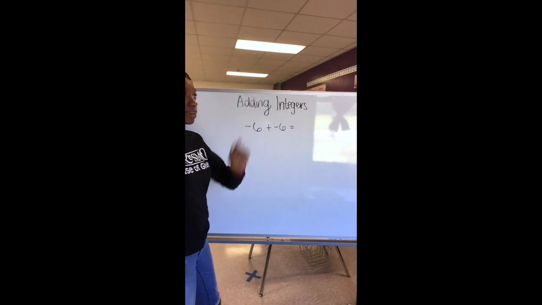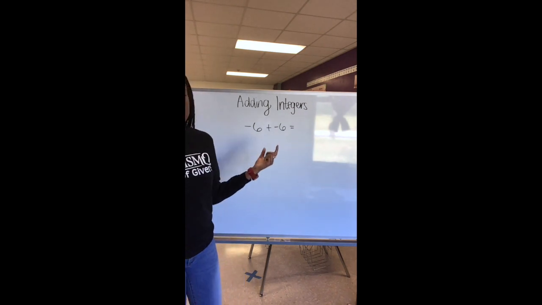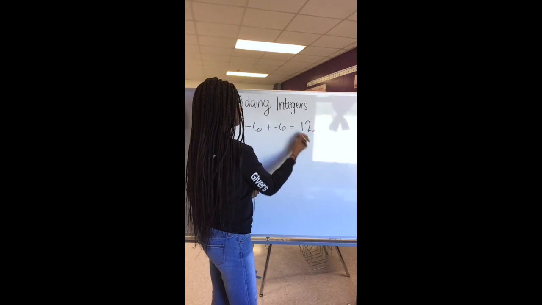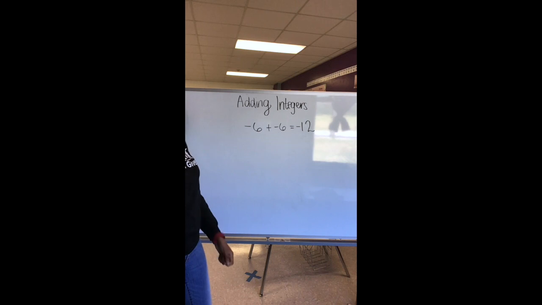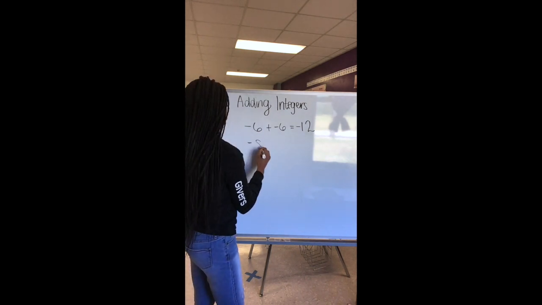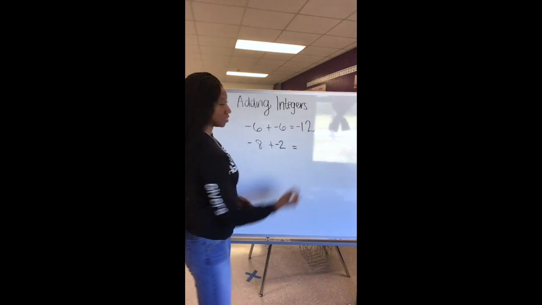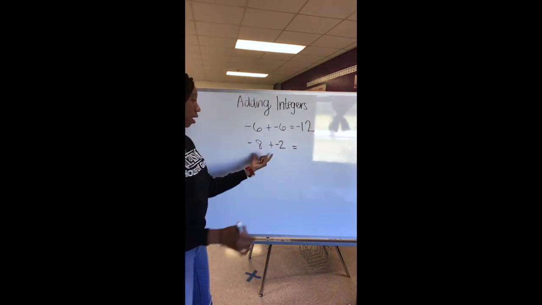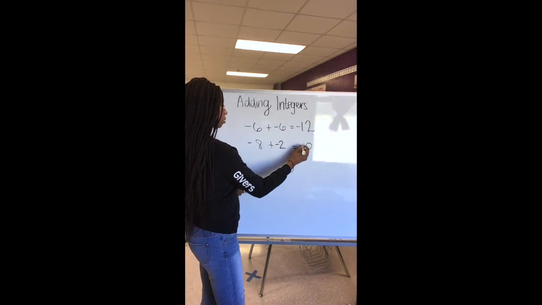So we said same signs, add and keep. These have the same signs. So we're going to add 6 plus 6 gives us 12, and we can keep the negative sign, right? So let's try that again. -8 plus -2. Same signs, add and keep. 8 plus 2 is 10, and we can keep the negative sign.